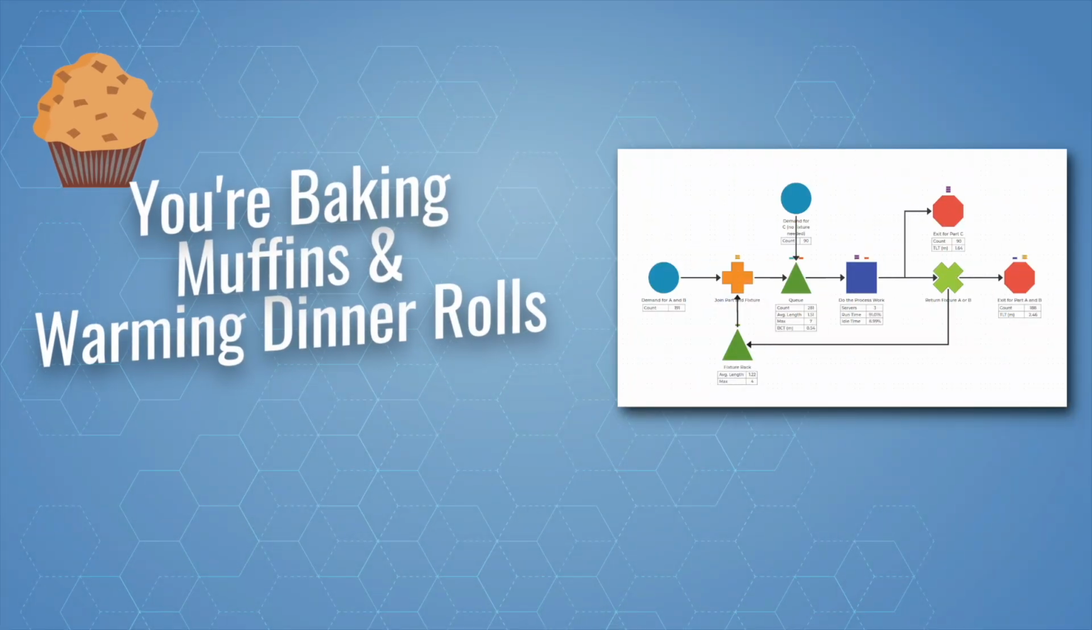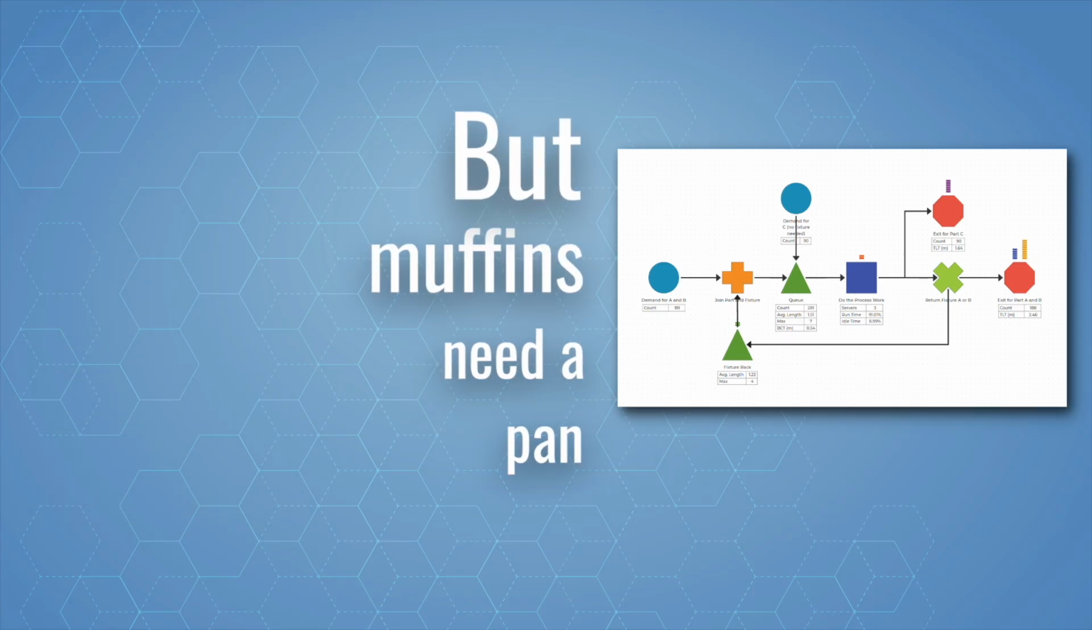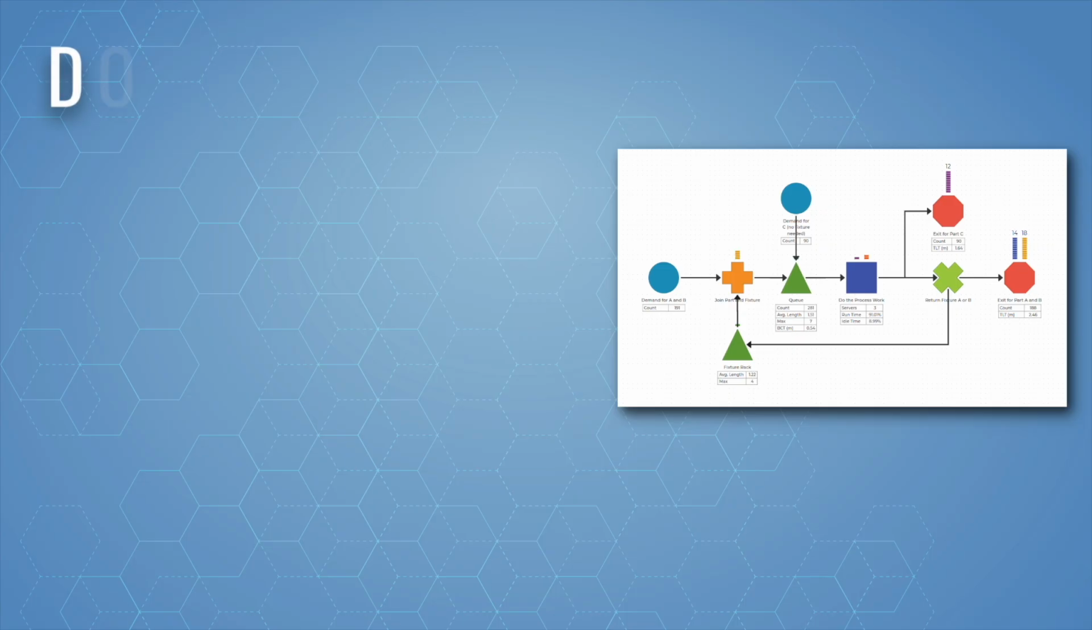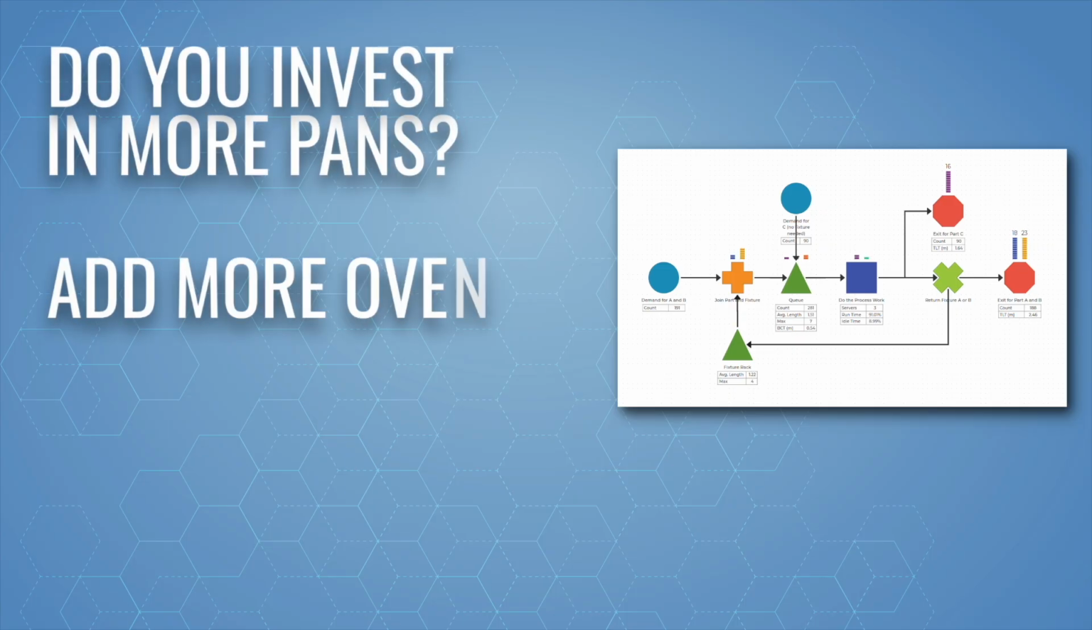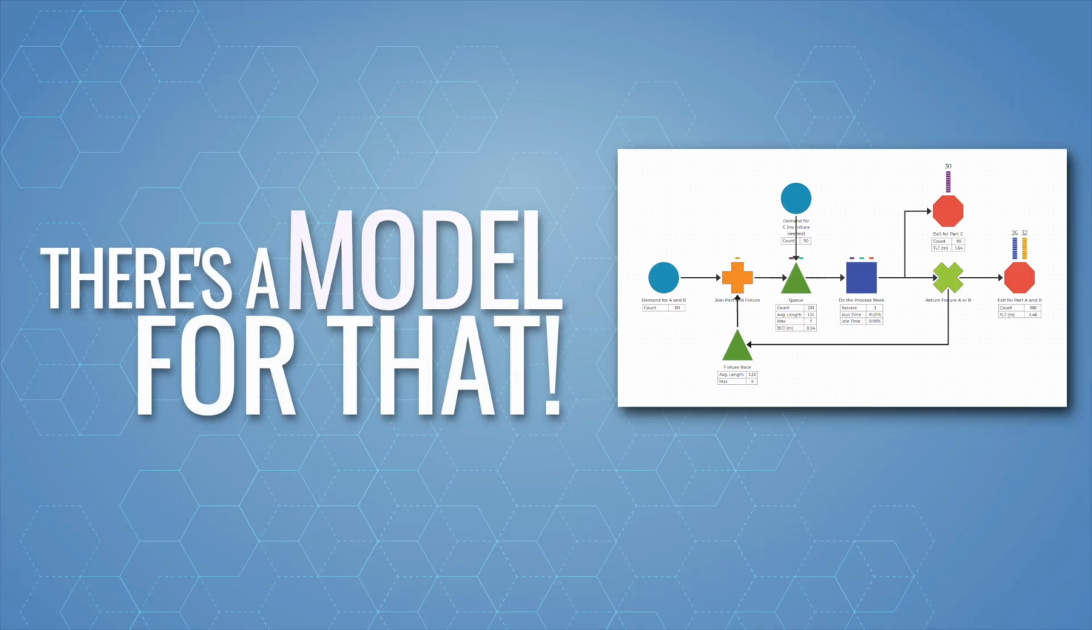You're baking muffins and warming dinner rolls. The rolls can go straight into the oven, but muffins need a pan, and there's only a limited number of them. Do you invest in more pans, add more ovens, or rethink the flow of work? There's a model for that.